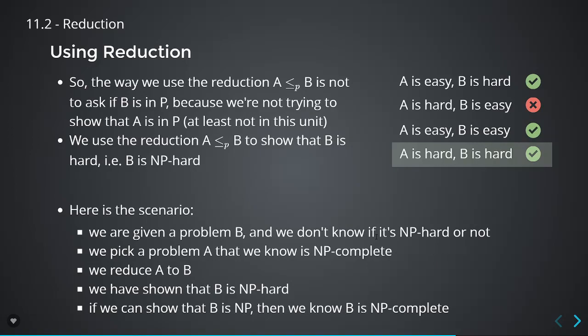Because this is it. The point of doing reduction is not to ask if B or A is NP. That's too hard. We use reduction to show that B is NP-hard by using an NP-hard problem for A. So here's the scenario. You have B. You don't know if it's hard or not, right? So you pick up problem A, and we know that A is NP-complete. You reduce A to B. What you have done here is that you have shown that B is also NP-hard. Now, if you can show that B is in NP, then we know B is NP-complete, but that's not important. The important stuff here is showing that B is NP-hard. You have shown that your problem is hard by using another hard problem.